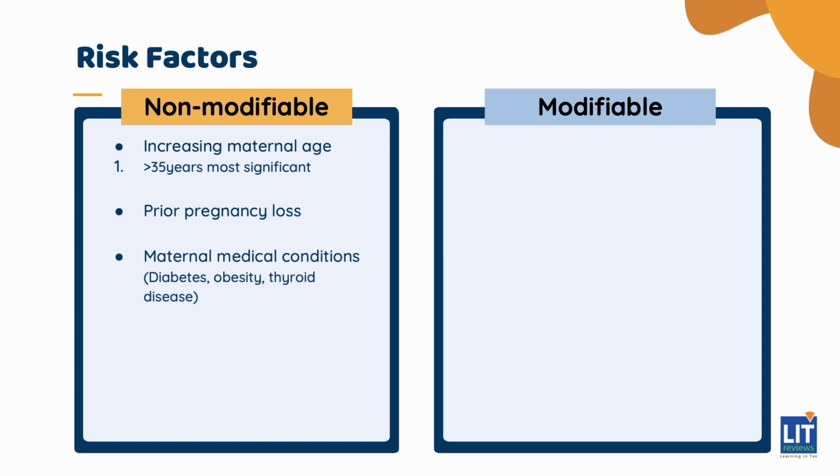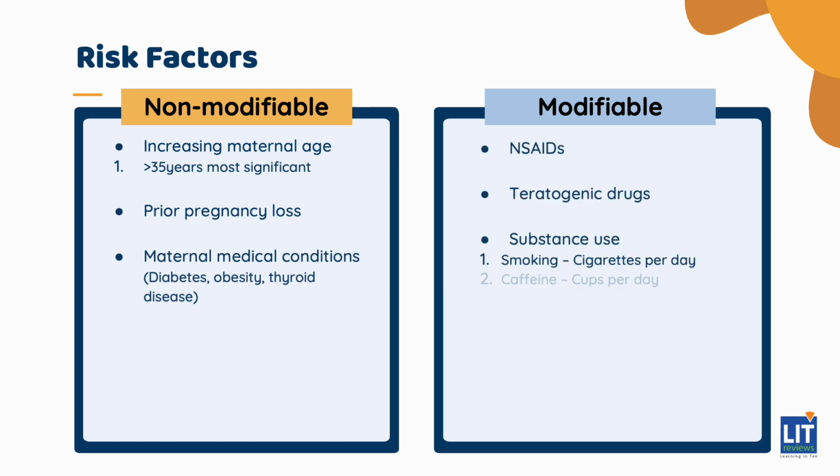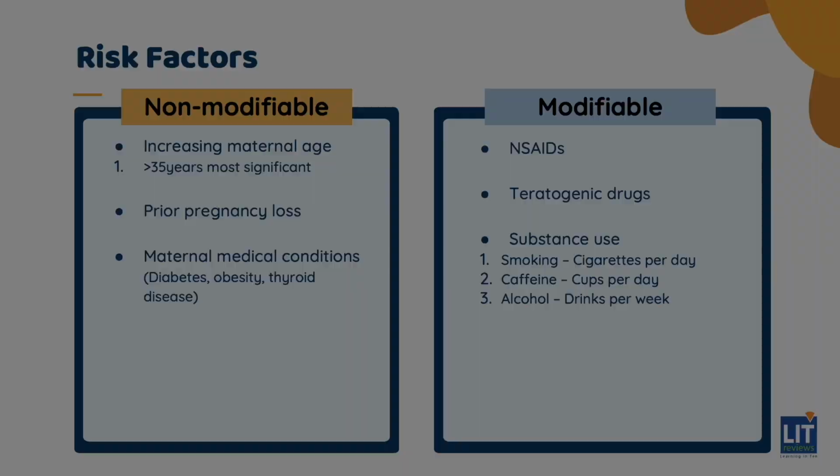Some examples of modifiable risk factors include medication use such as NSAIDs and teratogenic drugs, substance use including smoking, caffeine, alcohol consumption will also increase risk of pregnancy loss in dose-related fashion. This means that an increasing amount of substance used will lead to increasing risk of pregnancy loss.